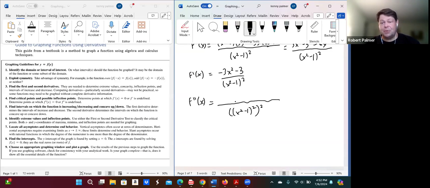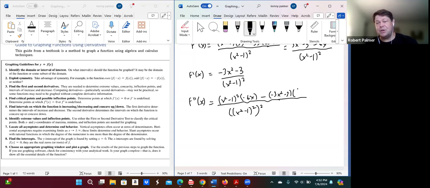And then, once again, the way this works is we have our bottom function, x squared minus 1 squared, times the derivative of our numerator. So it's our denominator times the derivative of our numerator, and that's going to be negative 6x, then minus, then our numerator, which I'll just write as negative 3x squared minus 3 for now, and then times the derivative of the denominator.